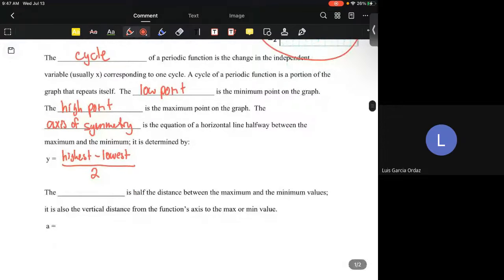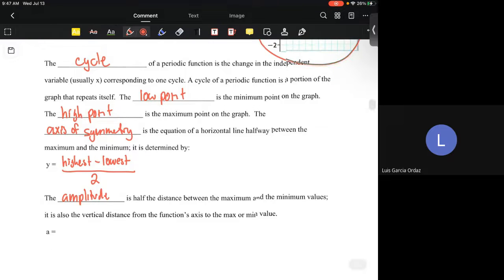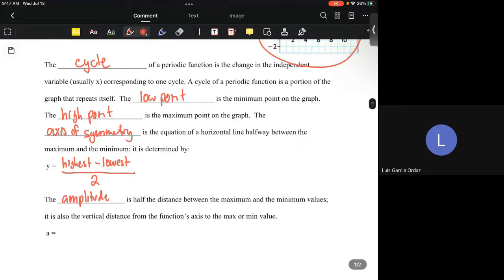So the amplitude, this is what's next. The amplitude is half the distance between the max and the min values. It is also the vertical distance from the function's axis to the max or the min. So sorry, this should be plus for the equation of the axis. So the amplitude is the highest minus the lowest, and you divide that by 2. So that would be amplitude.